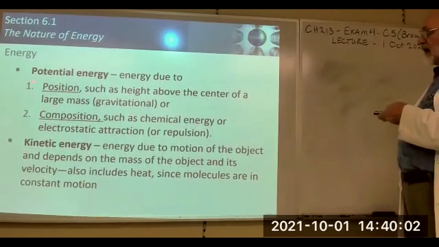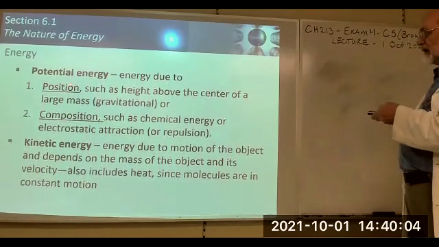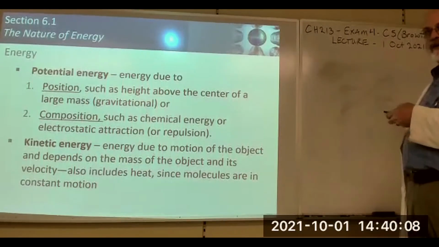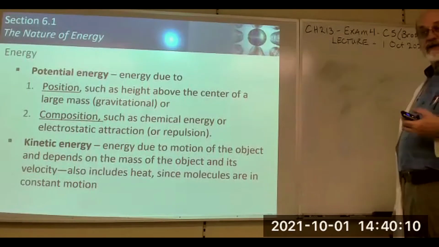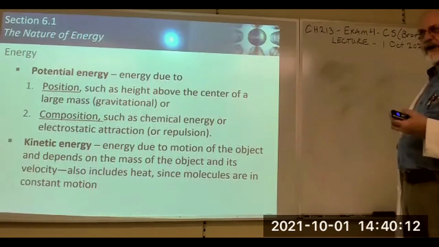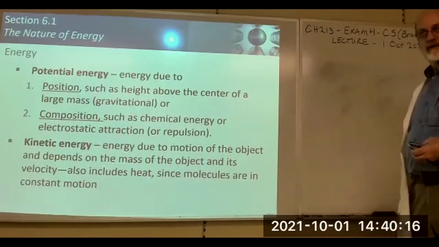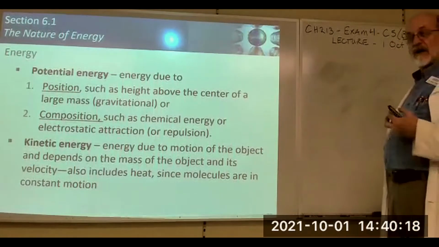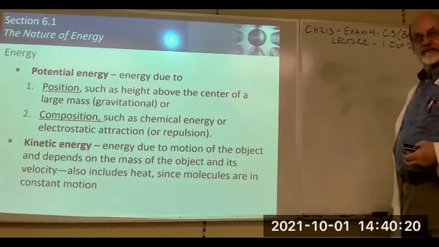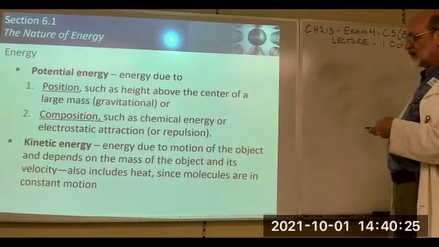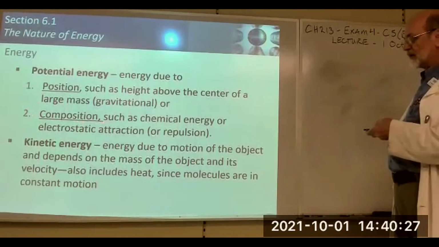Okay, so we can have position, for example, in a gravitational field. You can have potential energy around any heavenly body, right? Around an asteroid, it probably won't store up very much. But around Jupiter, you can store up a lot of energy. Composition is the one that we're primarily interested in.